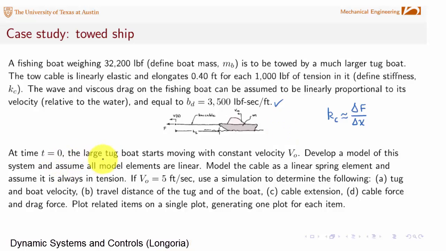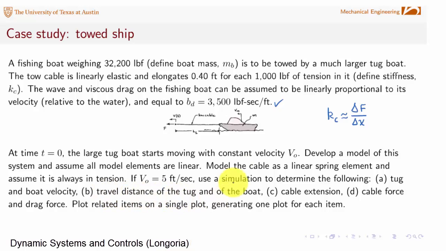Let's assume that at time zero the tugboat starts pulling here with some specified constant velocity. So we're going to say that this v of t is actually going to be almost like a step for all intents and purposes, and we'll look at that. Nothing is a true step, right? But it's eventually going to be going at 5 feet per second. And build a simulation to determine how fast the tugboat's going, which is given, but also how fast eventually the boat will go in the transient period, and then at steady state.